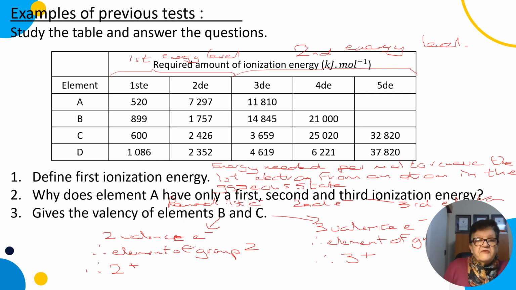Give the valency of the elements B and C. B will be an element that has 4 electrons, 2 in the first energy level, 2 in the next energy level, so it would be an element of group 2, and the elements of group 2 have a 2 plus charge. C has 5 electrons, so therefore it will have 2 in the first energy level and 3 in the next energy level. It will therefore have a charge of 3 plus, being an element of group 13.